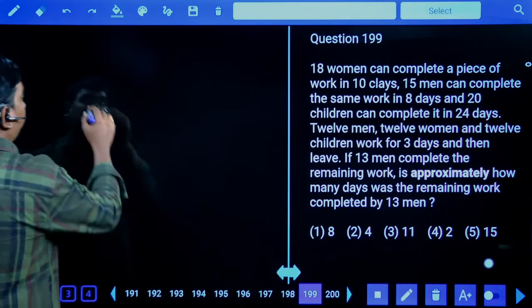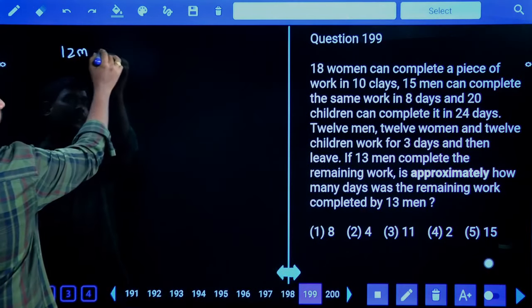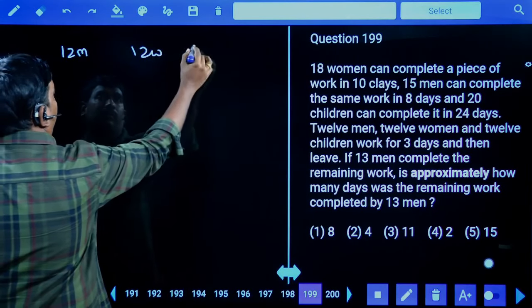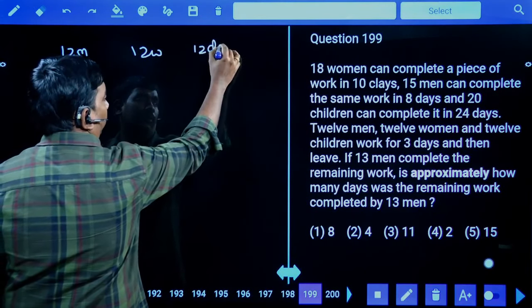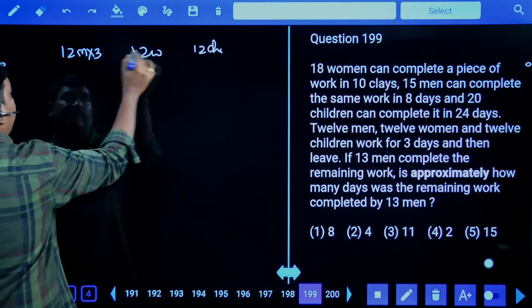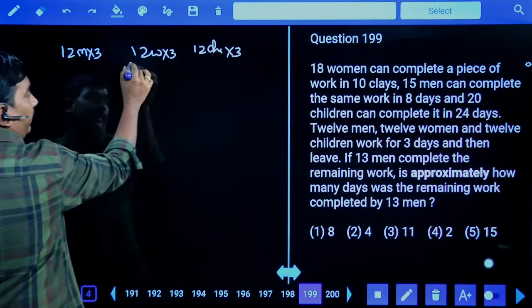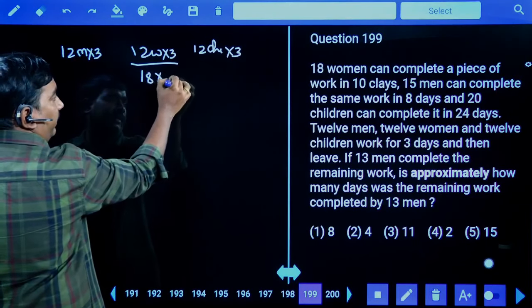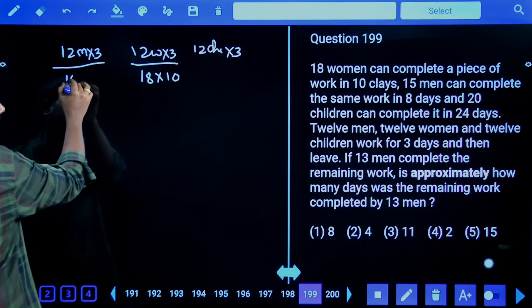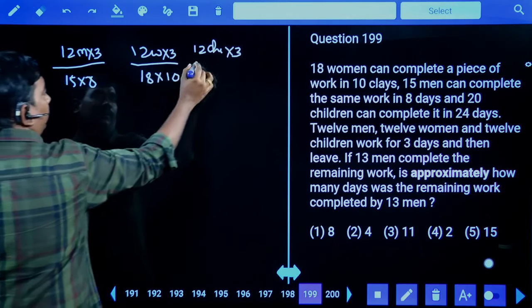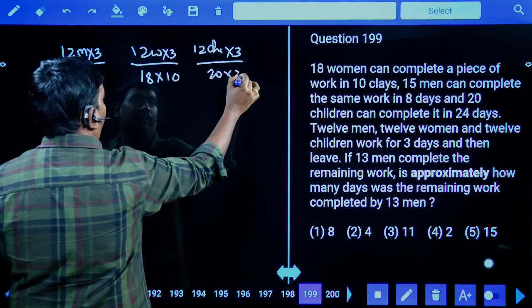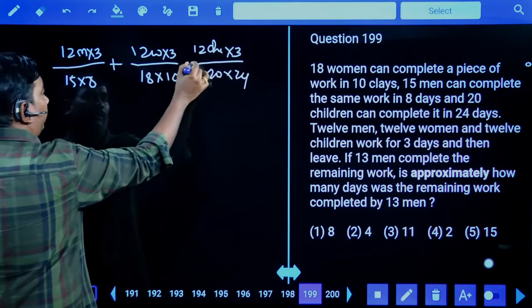12 men, 12 women, 12 children each work for 3 days. 18 women can complete the work in 10 days. 15 men can complete the work in 8 days. 20 children can complete the work in 24 days. Then how much work did they do in 3 days?